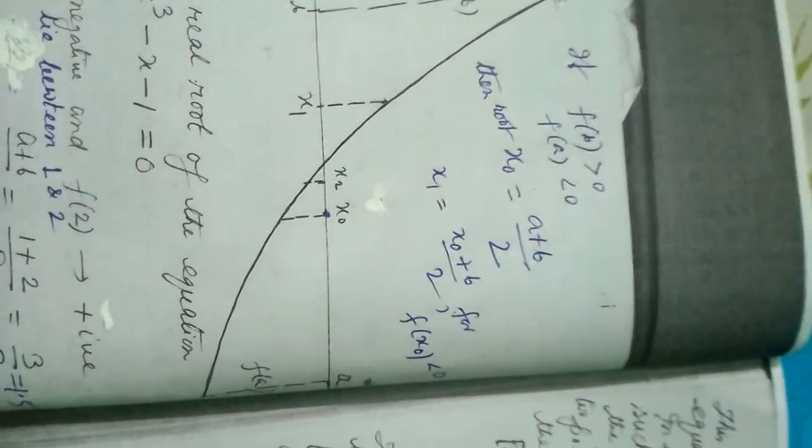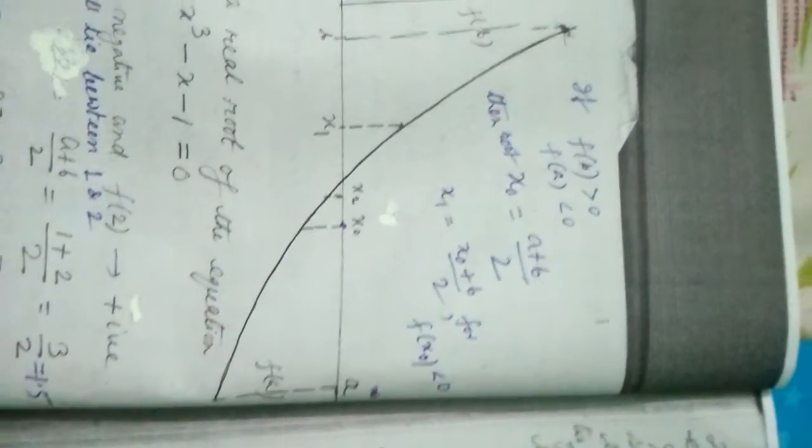The method is shown graphically in the 1 minute. And see, this is the graph. I will show you what is the meaning of this.